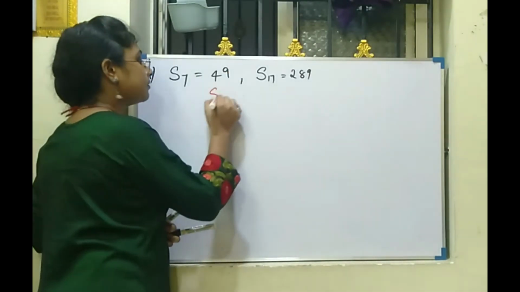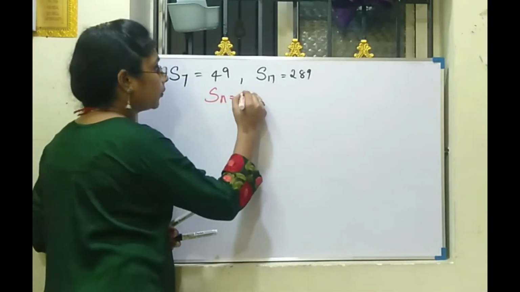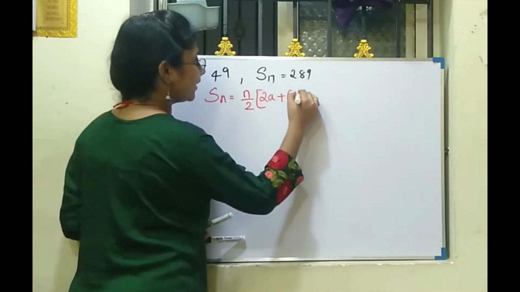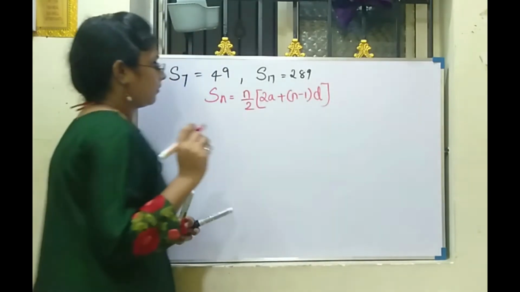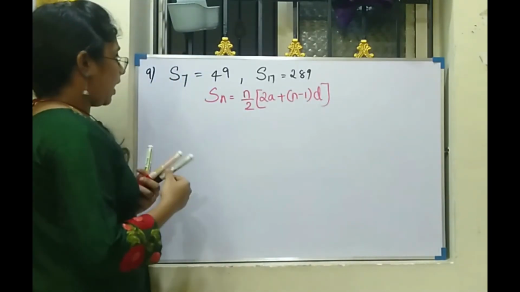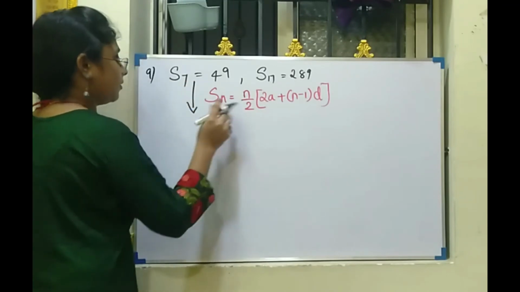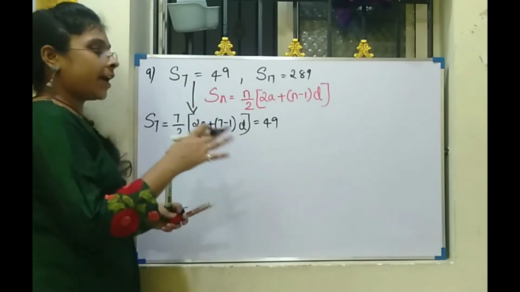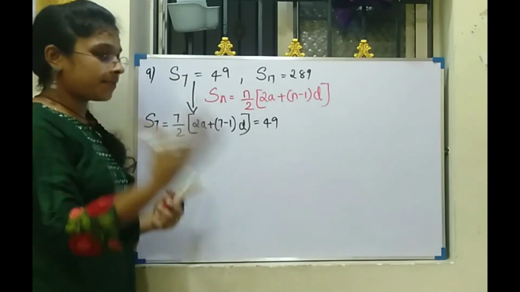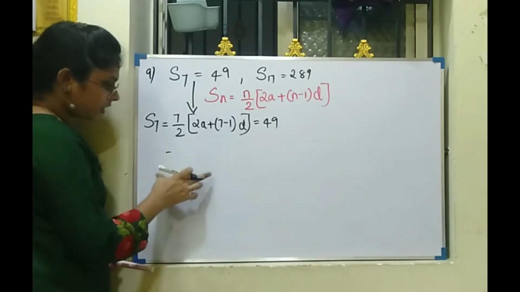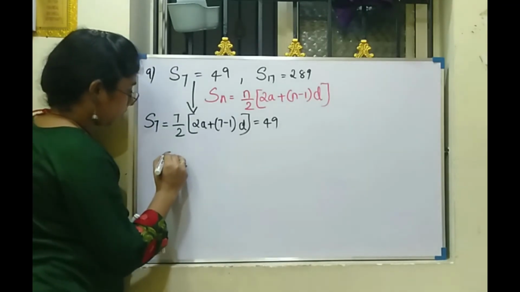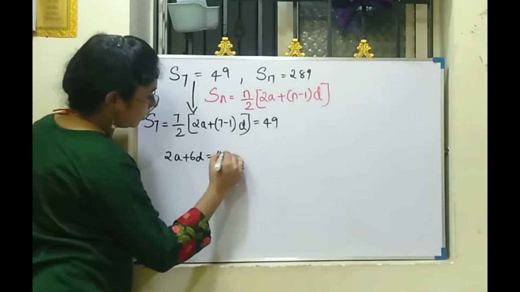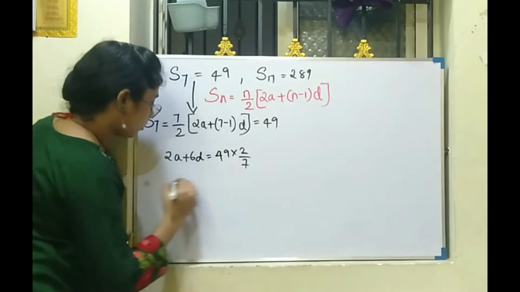What is the formula for Sn? Sn is equal to n by 2 into 2a plus n minus 1 into d, right? I am going to expand this in this form. In this sum, we don't know what is A, what is D. So first we have to find what is A and what is D. From that we can easily find the value of Sn. Here, 2a plus 6d is equal to 49 into 2 by 7.